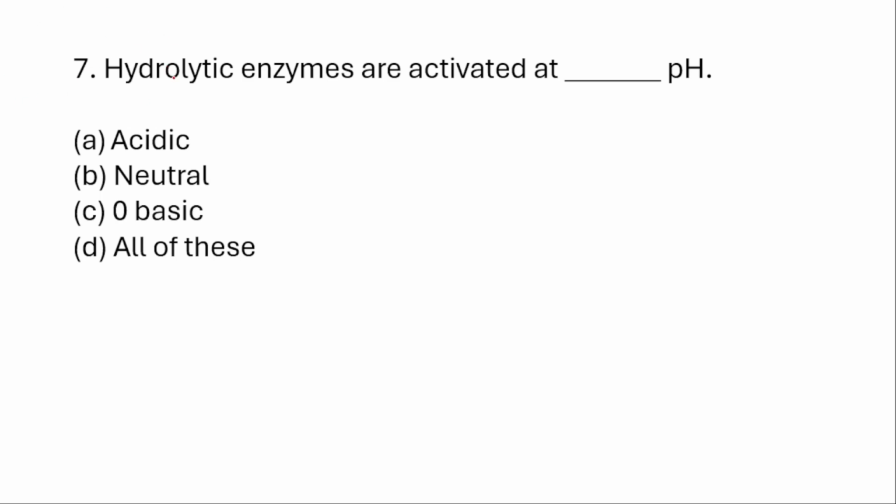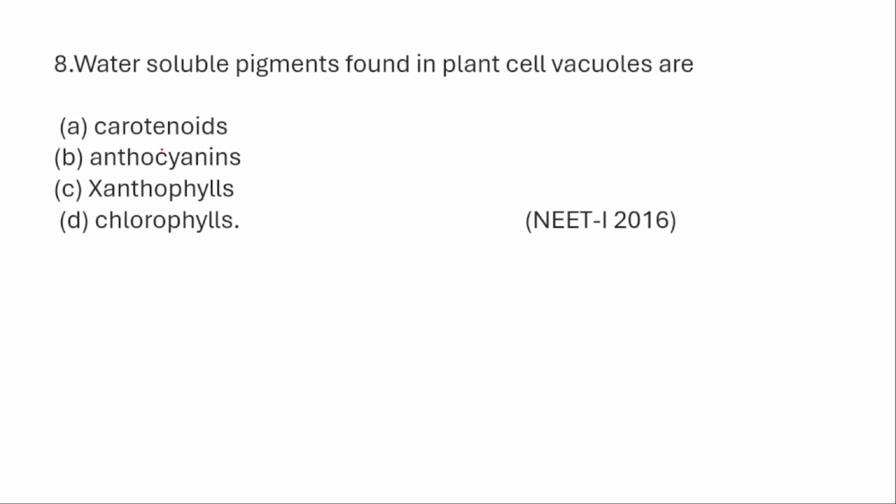Seventh one. Hydrolytic enzymes are activated at acidic pH. First answer itself is right. In the neutral, they are going to be inactivated. So why are hydrolytic enzymes present inside the lysosome? Because the lysosome has an acidic condition. So the answer is acidic. Eighth question.